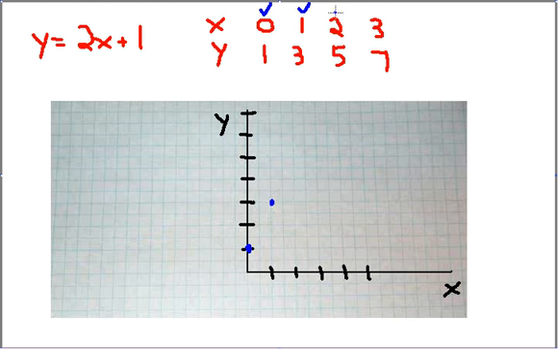At the end of day 2, how many kilometers above sea level are they? Well, we take that 2 for x, stick it back into the formula. 2 times 2 is 4, plus 1 is 5.